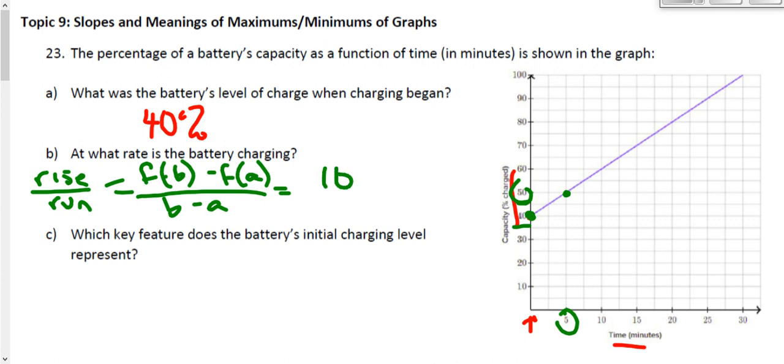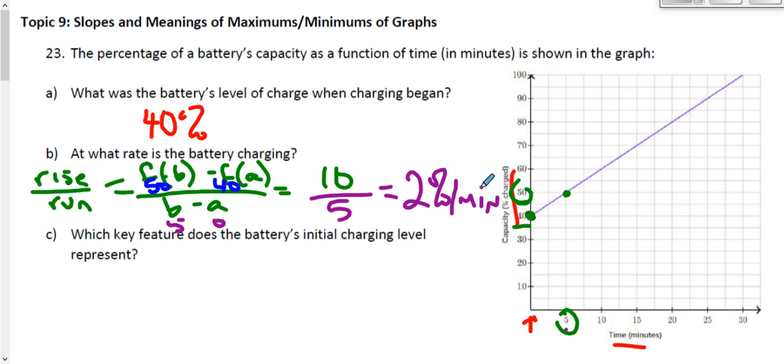So that was 50 minus 40. For our b and a, those are the x values along the bottom, so it ended at 5, it began at 0. So over 5 minus 0, which is 5. So our rise over run is just 10 divided by 5. So the answer for that is that it's charging at 2% per minute. So we get the number 2.